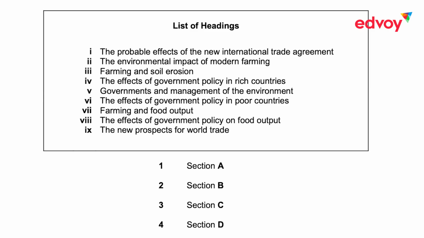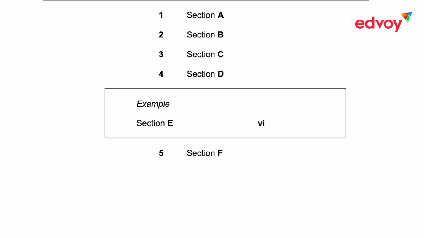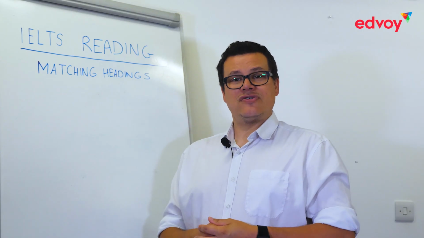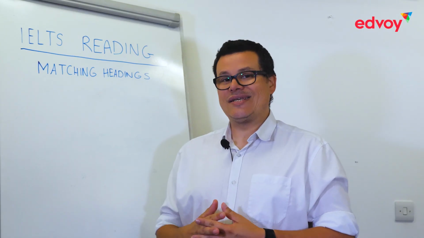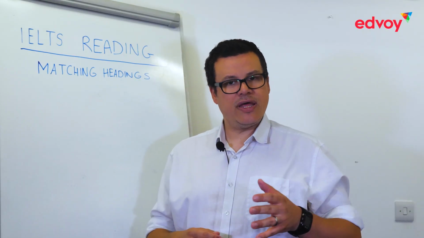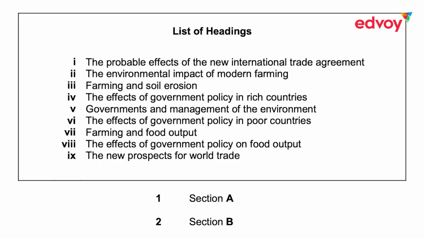There will always be more headings than paragraphs or sections, so you'll need to read carefully as some headings will not be needed. As you can see in this example, the text has 5 sections and you have 9 headings to choose from. You'll also find that one or more paragraphs or sections may already be matched to a heading as an example. Keep this in mind, as this means that you can cross out that heading so that you don't consider it when you're trying to match the others. In our example, although there are 9 headings to choose from, you only need to consider 8 of them, as one has already been used in the example.